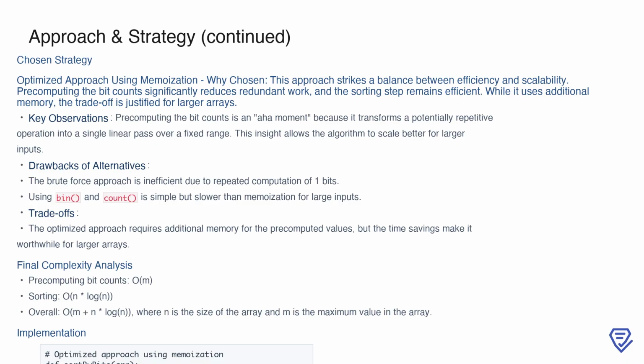In terms of complexity, pre-computing the bit counts takes m, where m is the maximum value in the array, while sorting the array takes n*log n. This results in an overall complexity of m plus n*log n, which is efficient and scalable. Here is the implementation in Python. We first calculate the bit counts for all numbers up to the maximum value in the array using dynamic programming, and then sort the array using these pre-computed values as the primary key and the numerical value as the secondary key.